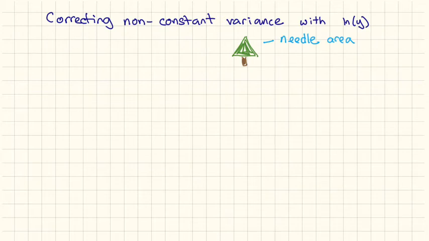So the example I've got for this problem is about needle area of a tree. To find out the needle area of a tree, usually they have to destroy the tree. So instead, we're going to try to make a predictive model for needle area using the height and the caliper, which is the diameter of the tree trunk, measured at 4.5 feet.